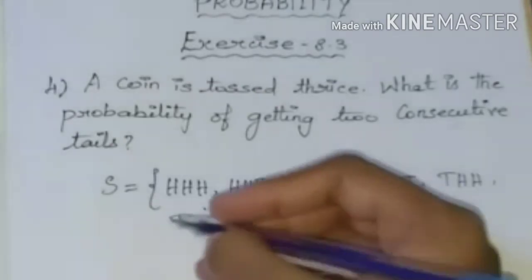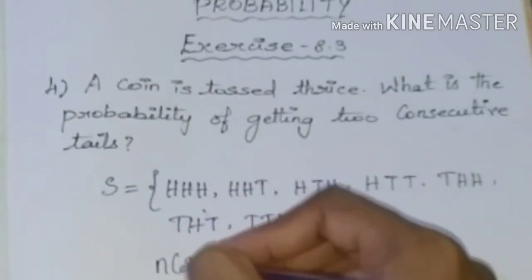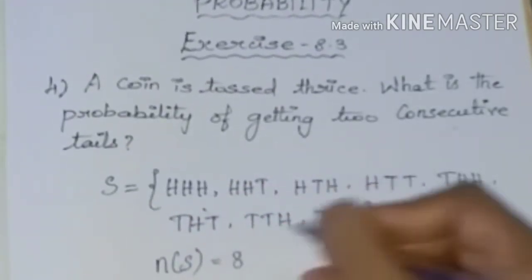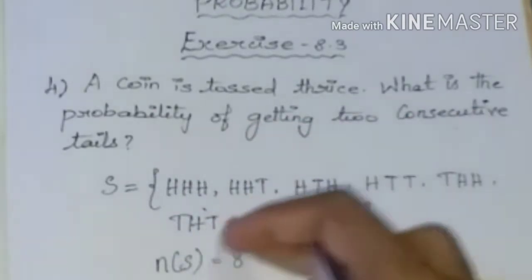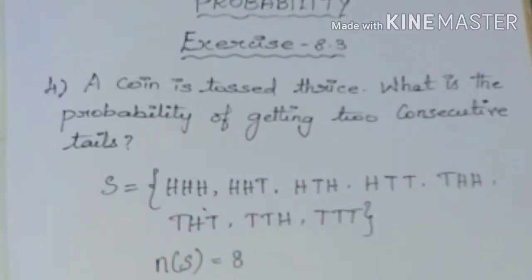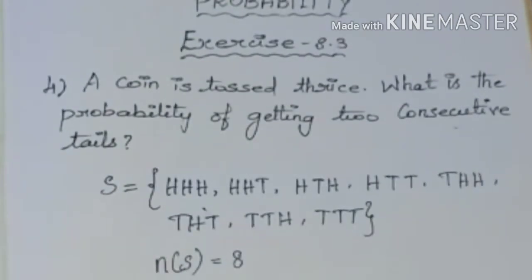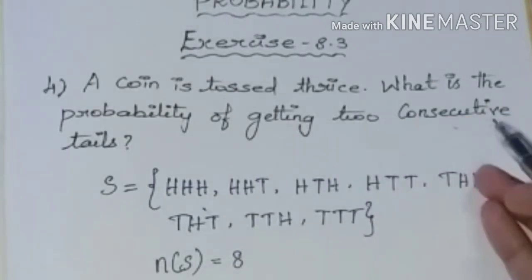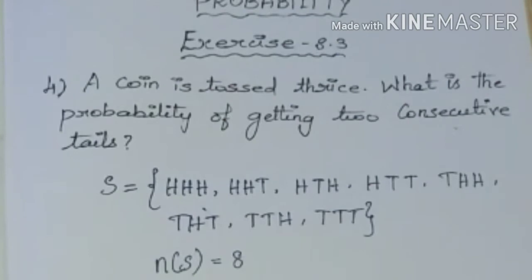So, now n of S is equal to 8: 1, 2, 3, 4, 5, 6, 7, 8. n of S is 8. We need 2 consecutive tails. Consecutive means one after another; we need 2 tails one after another. So the event of getting 2 consecutive tails, we take as A.